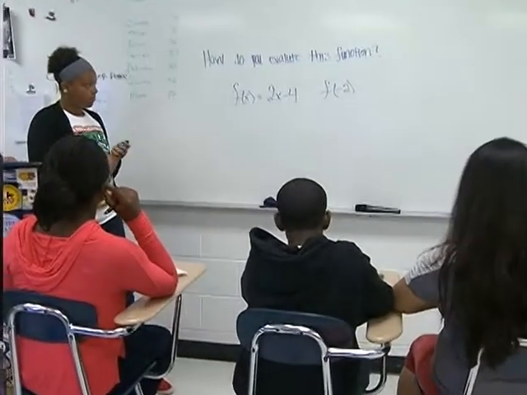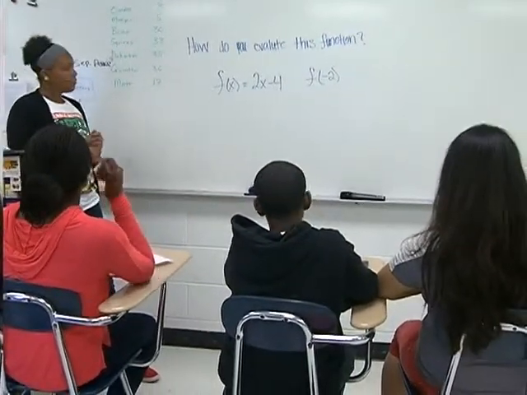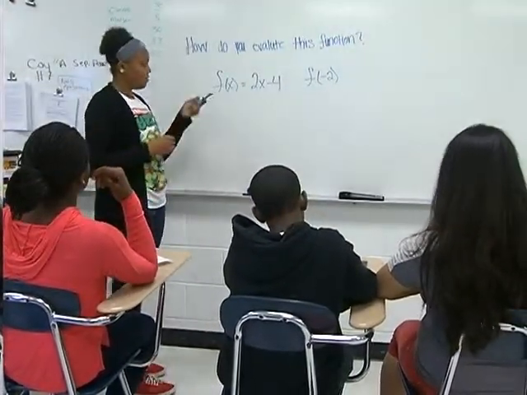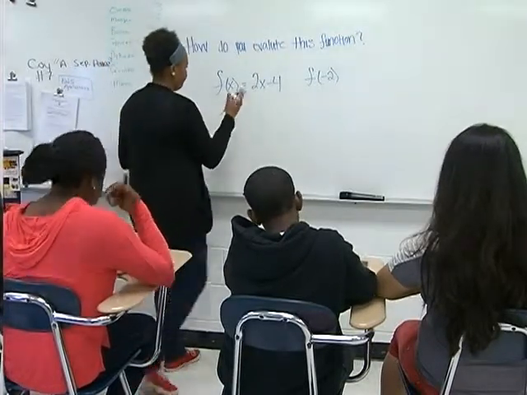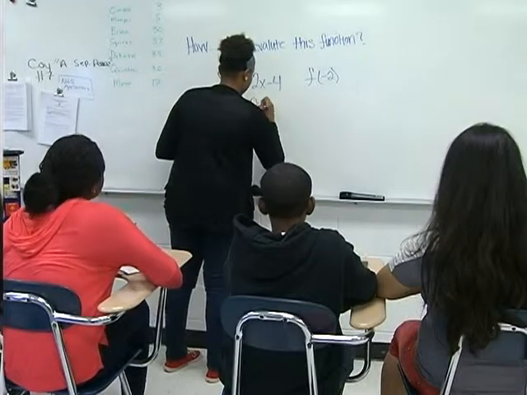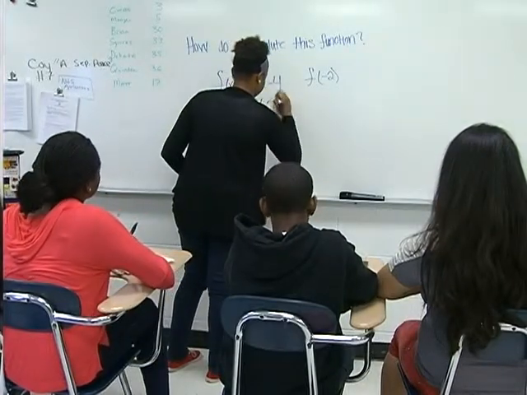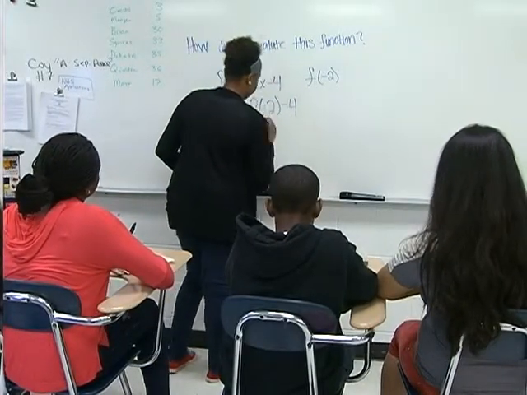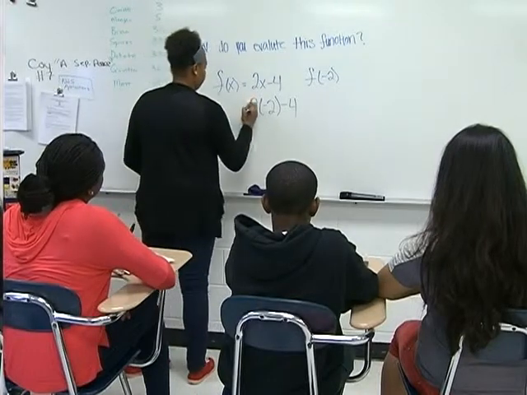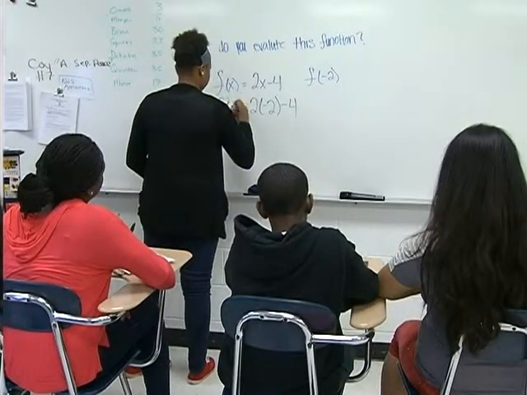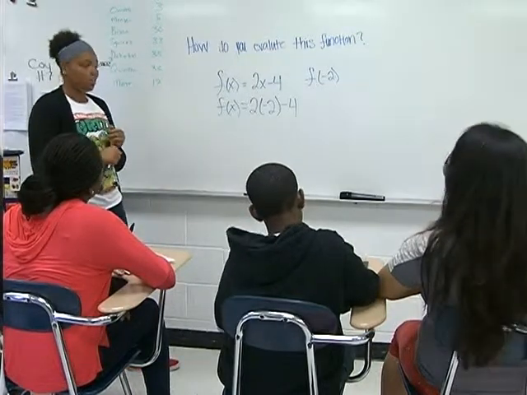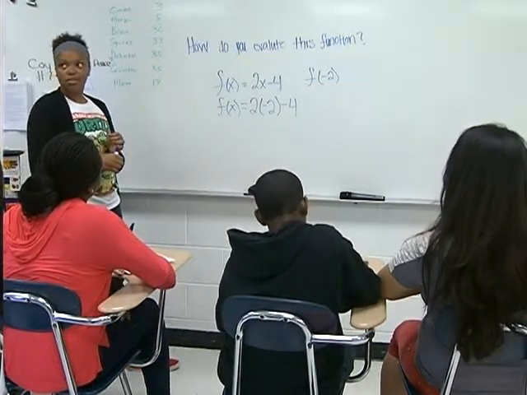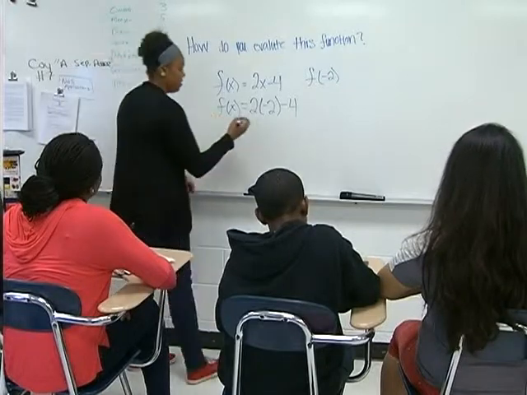All right. So how do we evaluate this? Wouldn't you plug in -2 for x? Is that what we would do, guys? Yeah. Yes. And so 2 times -2 is -4, right? Right.